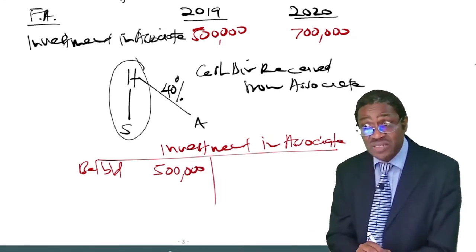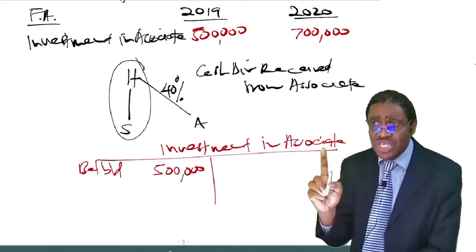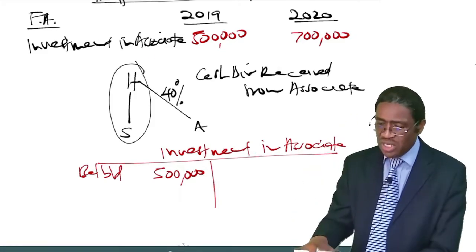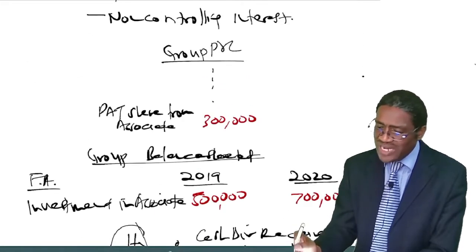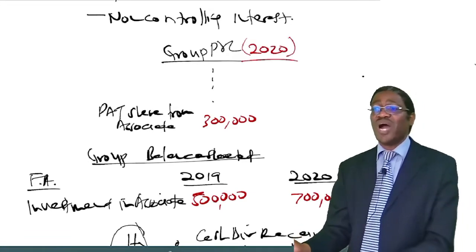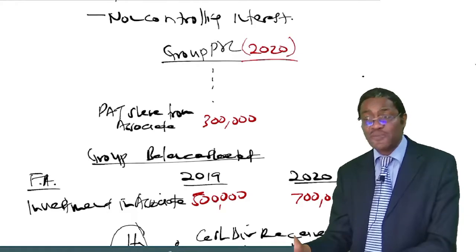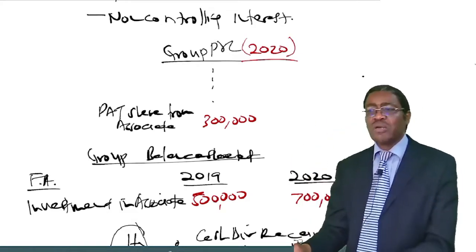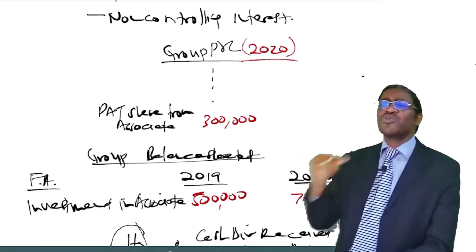Then, whatever was your profit share for the year 2020, remember, the examiner will give you an income statement for the year 2020. From that income statement, me as a holding company, I am also entitled.